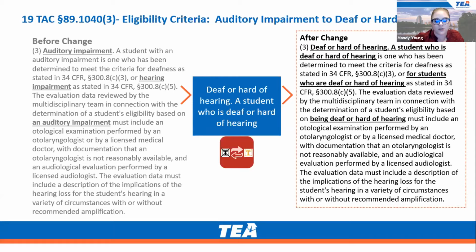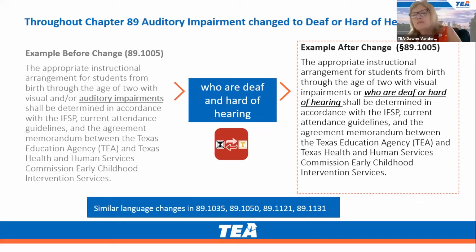And it will be important to talk to all of your staff about this change in order to use this terminology for future communications. So here's just another example showing that throughout Chapter 89, you will now see all the references to auditory impairment are replaced with deaf or hard of hearing.